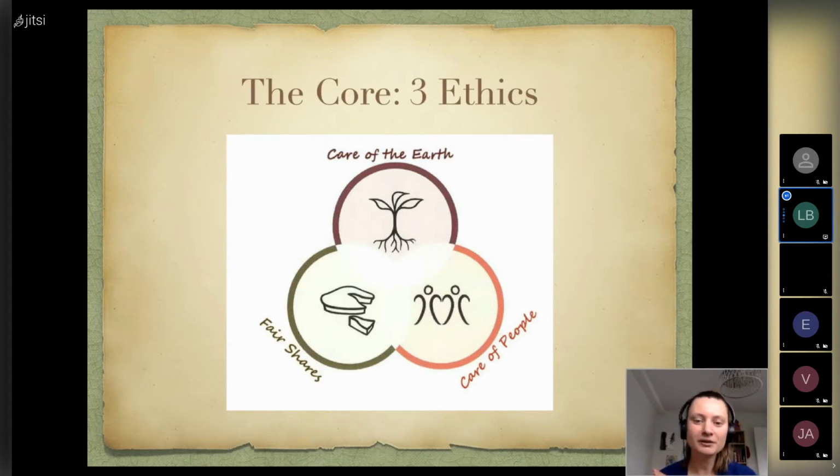So the core of permaculture are three ethics, which are care of the earth, care of people, and fair share. The third ethic is called fair share, fair shares. Sometimes it's also called future care. Sometimes it's also called equitable distribution of resources. But essentially it refers to not taking more than we need and self-regulating and making sure that whatever resources are available are distributed equitably.